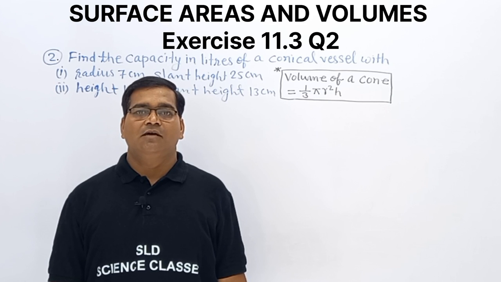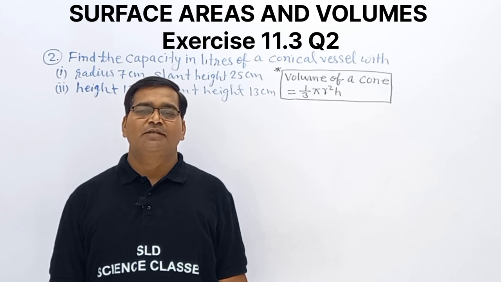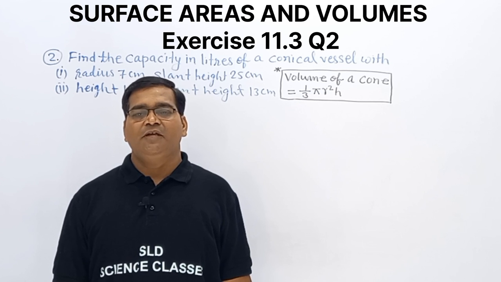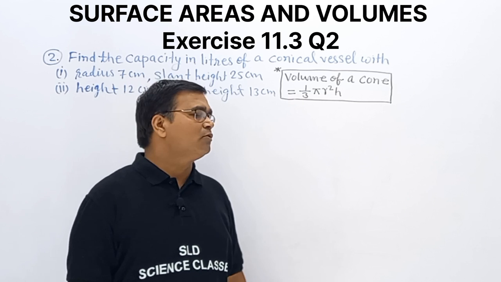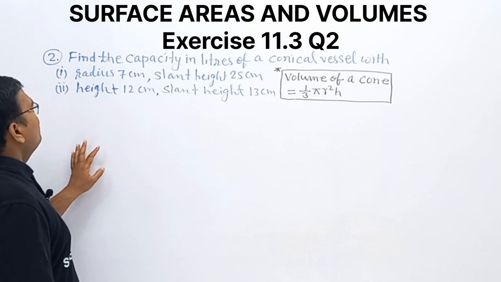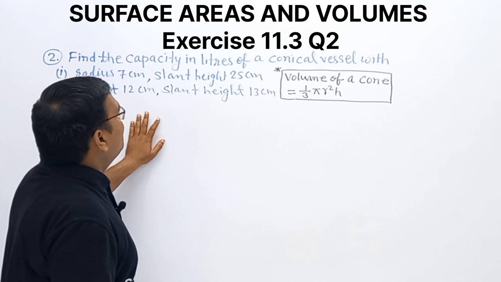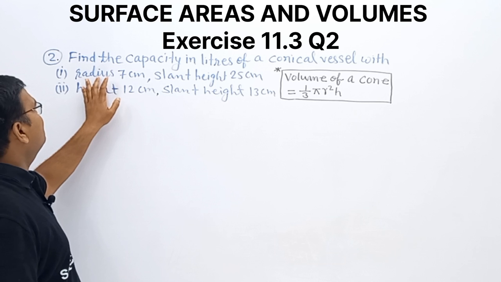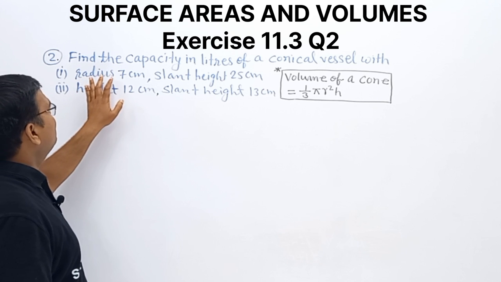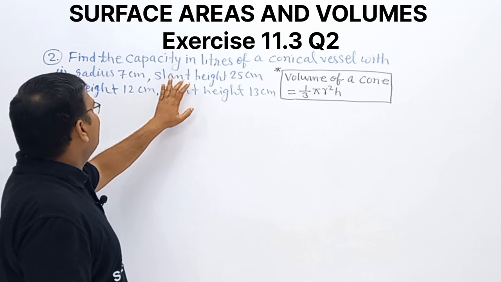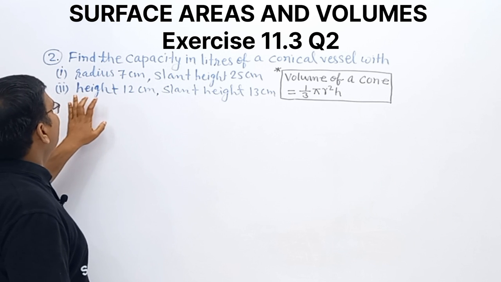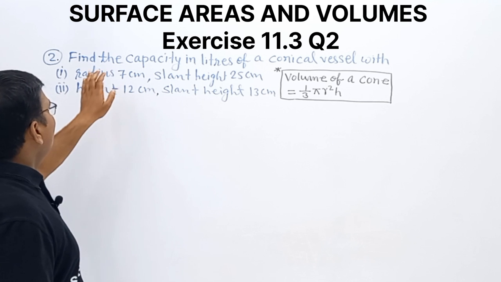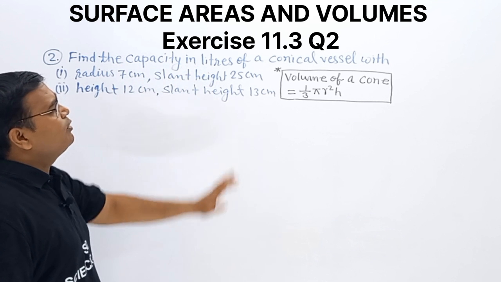Today in this class we are going to discuss question number 2, exercise 11.3, surface areas and volume. The question is: find the capacity in liters of a conical vessel. In question number one we are given the radius and slant height. In question number two we are given the height and slant height.